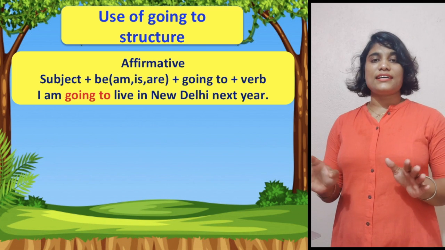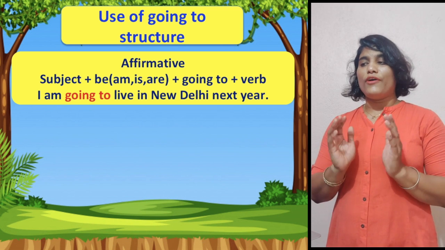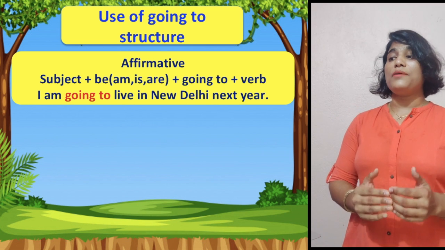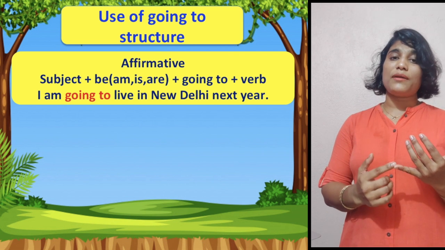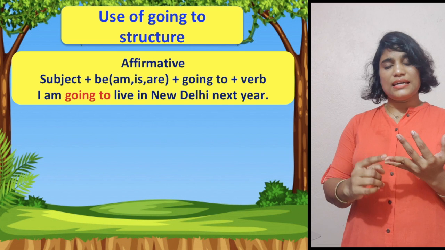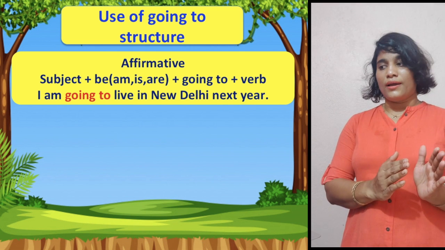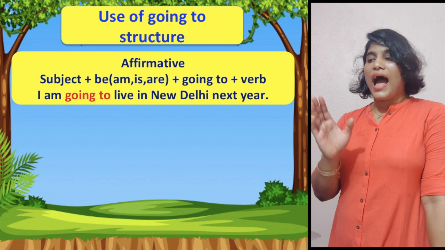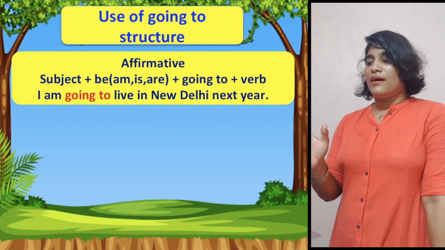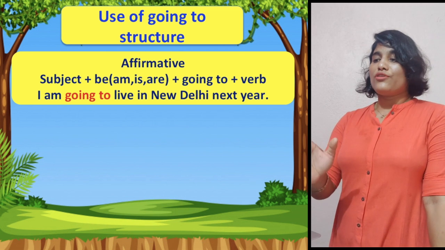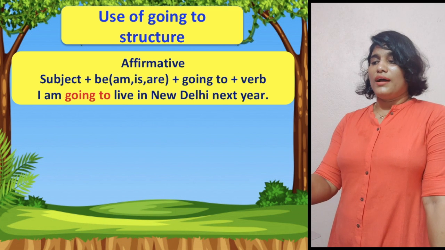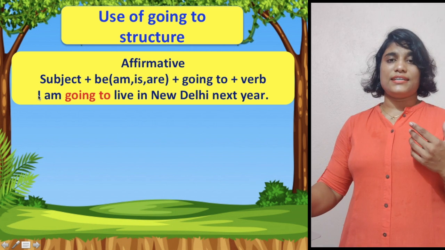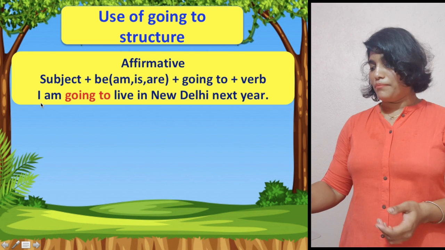So, what about the structure? The structure is very simple. When it is the simple future, you use only the be verb, either am, is, or are, before going. And after going to, you have to use the main verb. Nothing is difficult here. I am going to live in Delhi next year. Here, as it is a first person pronoun, you use am before going to.